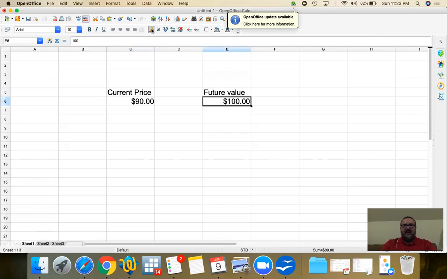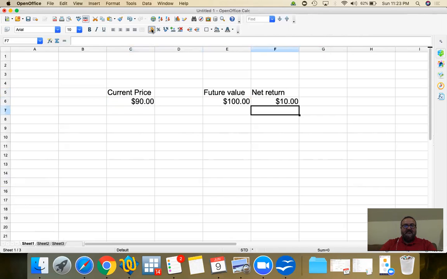Now, how much are we making? Our net return is your future value minus what you're paying. That's $10. Perhaps we should call this net income. The net return then would be the $10 that you are going to receive as your income divided by your current price, or your investment.